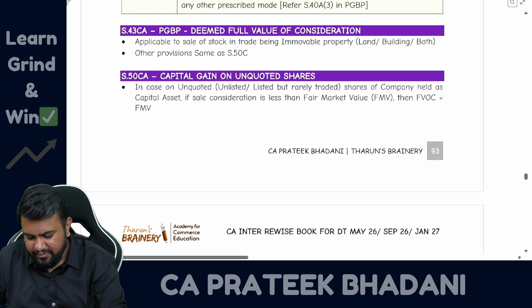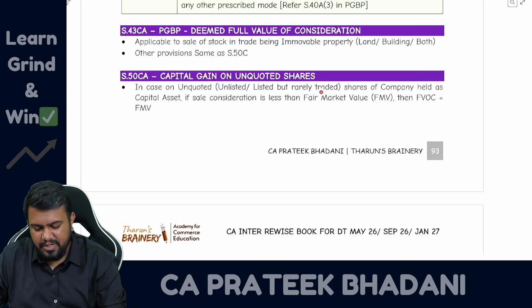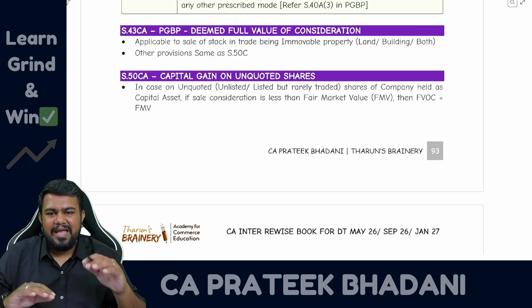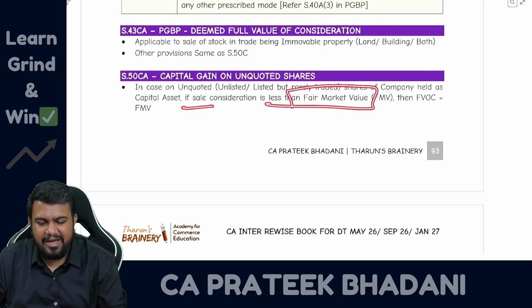Now let's come to section 50CA, capital gain on unquoted shares. Sir, what is an unquoted share? Unquoted shares means unlisted shares. If there are unlisted shares, then you have to see if sale consideration is less than fair market value.